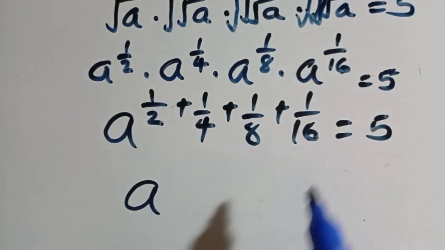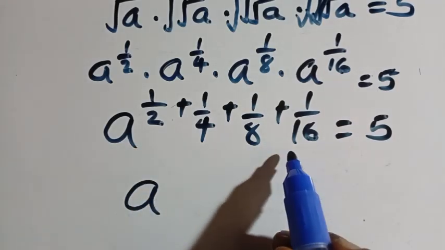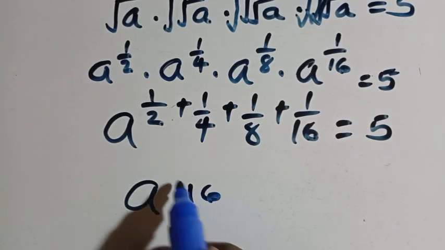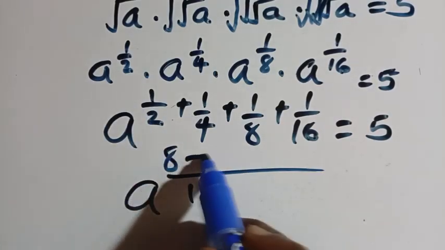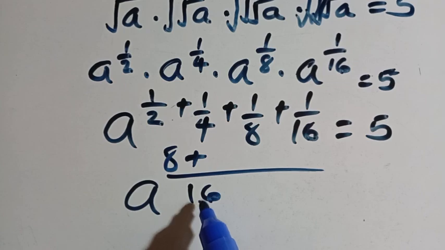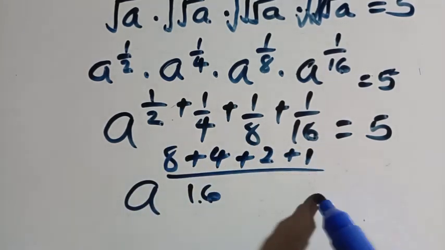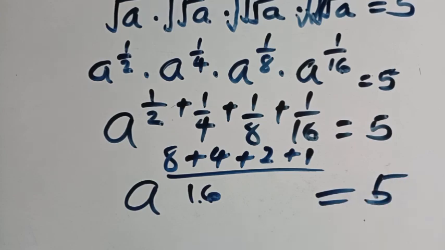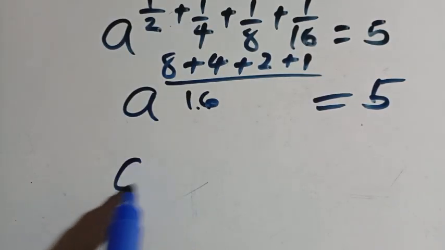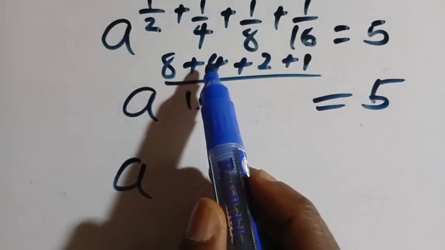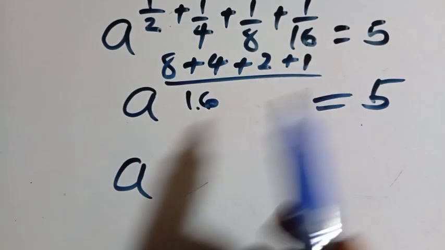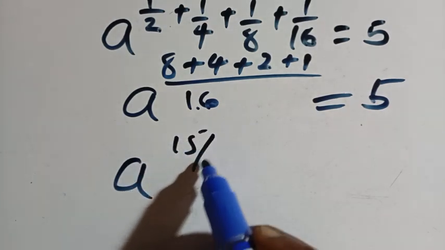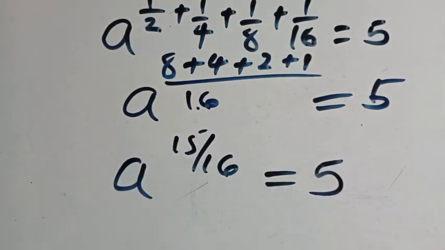What is common here as the LCM is 16. So we take 16 and add these together. 2 in 16 is 8, and 8 times 1 is 8, plus 4 in 16 is 4, multiplied by 1, we have 4, plus 8 in this, we have 2 plus 1 equals 5. And from here, we can see that a is raised to the power of 8 plus 4 is 12, plus 2 is 14, plus 1, we have 15, then divided by 16 equals 5.